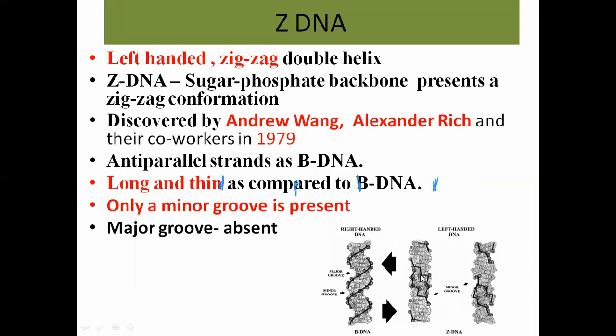See here is a zigzag conformation. You can clearly see a zigzag conformation, isn't it? So ZDNA shows a sugar phosphate backbone with a zigzag conformation, so it is known as ZDNA or zigzag DNA. It was discovered by Andrew Wang, Alexander Rich, and their co-workers in the year 1979. Just like BDNA, the strands of ZDNA are also anti-parallel.